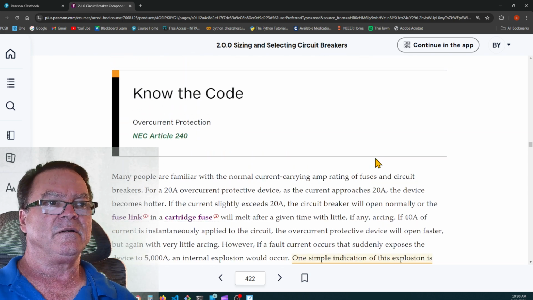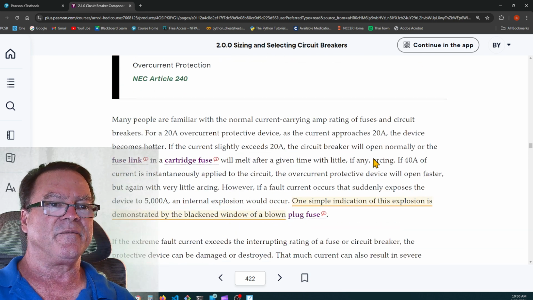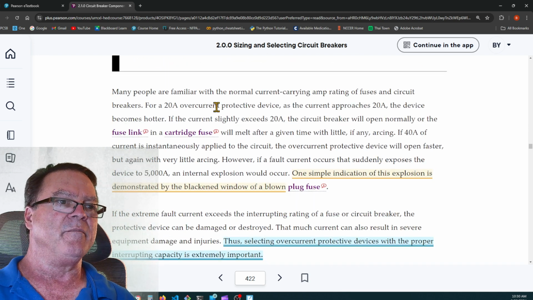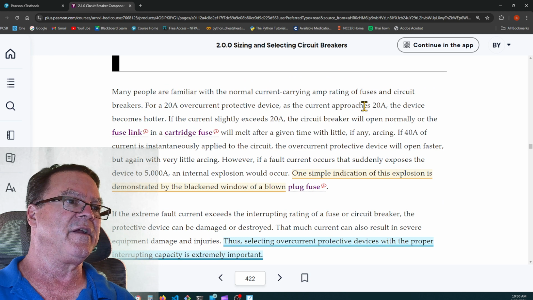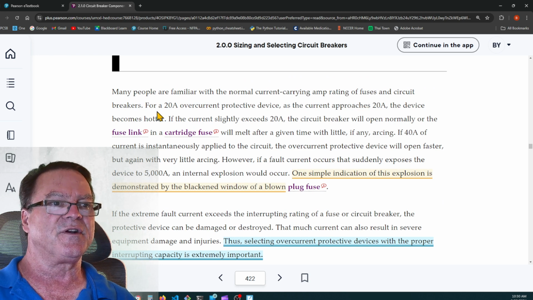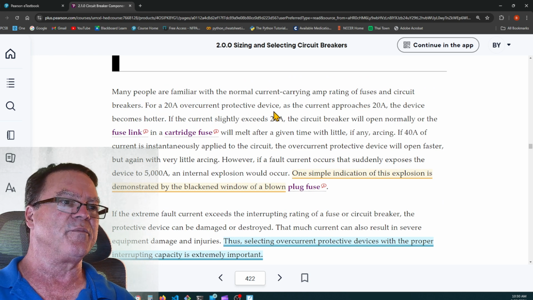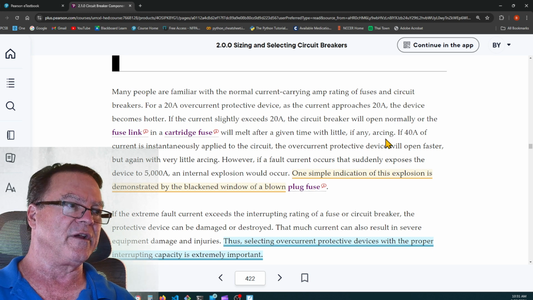Now what are they saying here? What are we going into? People are familiar with normal current carrying amp rating of fuses and circuit breakers. For a 20 amp overcurrent protected device, as the current approaches 20 amps, the device becomes hotter. If the current slightly exceeds 20 amps, the circuit breaker will open normally, or the fuse link in a cartridge fuse will melt after a given time with little, if any, arcing.